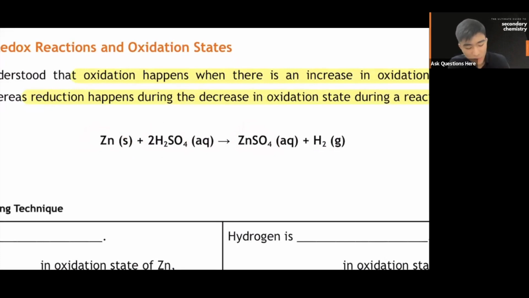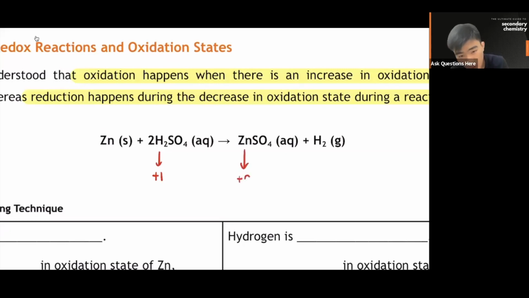Once again, I want to highlight what the first step is: always identify what ions are present. The ions present over here include H+, which means that hydrogen has a +1 oxidation state. On the other side, what are the ions present? I have zinc.